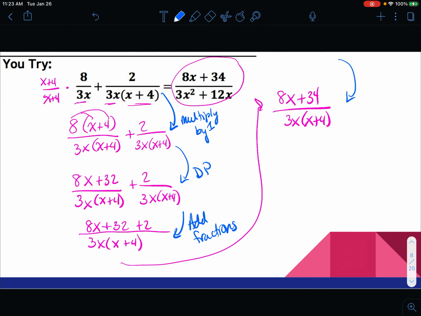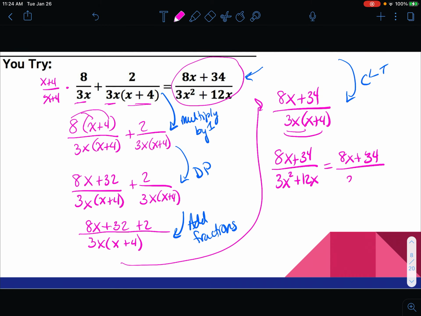And how did I get to this step? Oh, I combined like terms. Now we almost look like this. The numerator we match, denominator not so much. We're very close, so we're going to go ahead and use the distributive property. I leave the numerator alone, 3x squared plus 12x. And now I say, hey, this matches. So that's how we know we're finished.